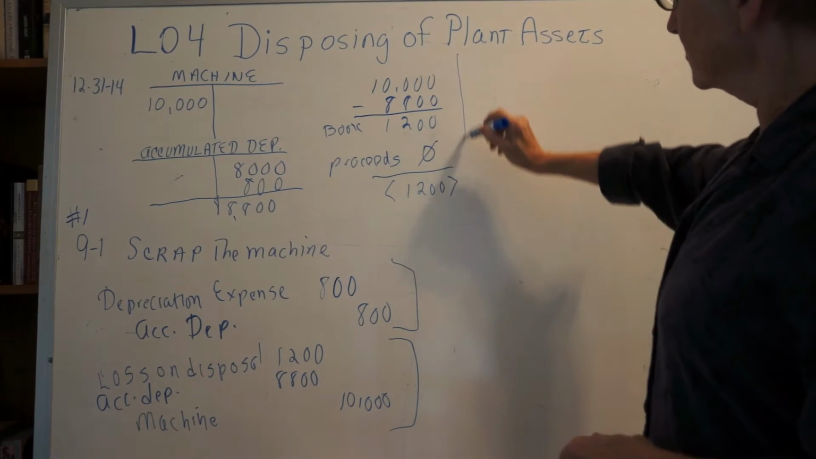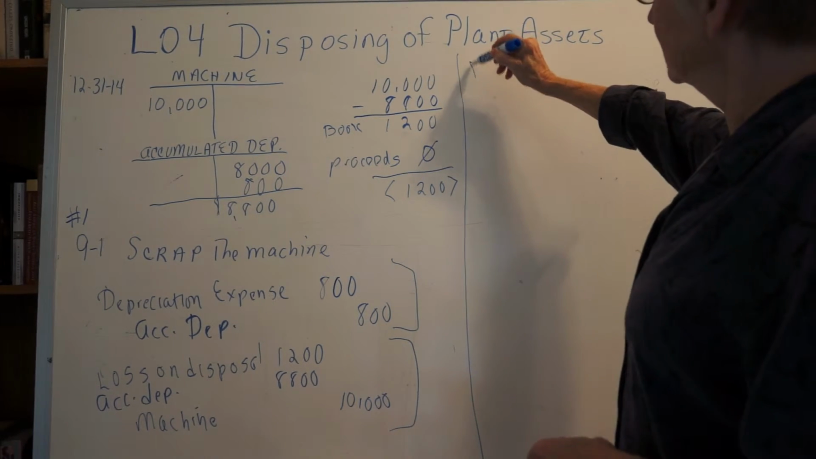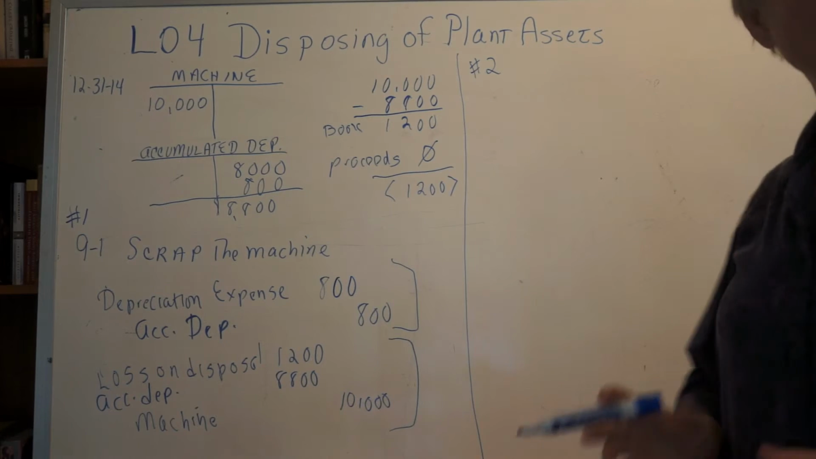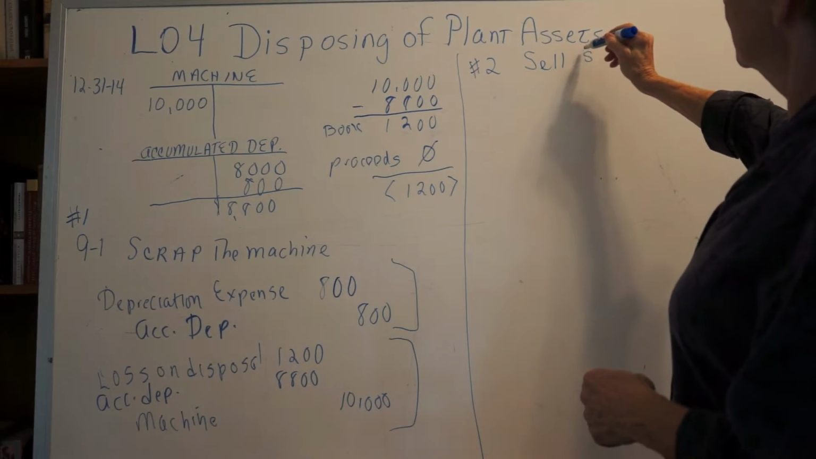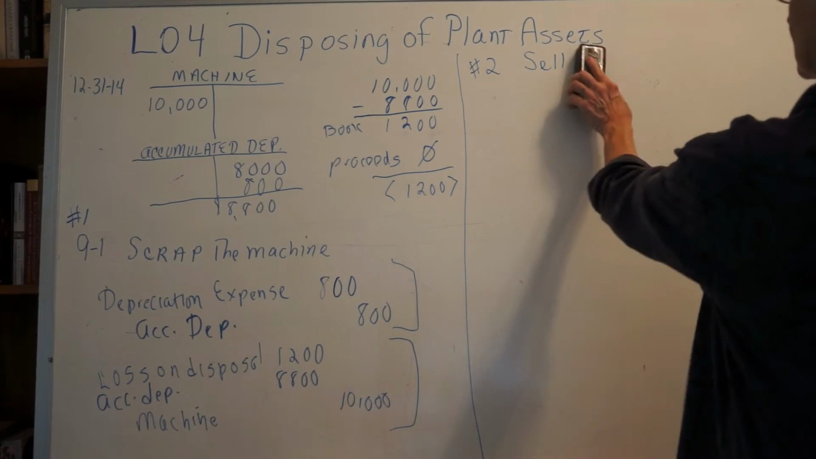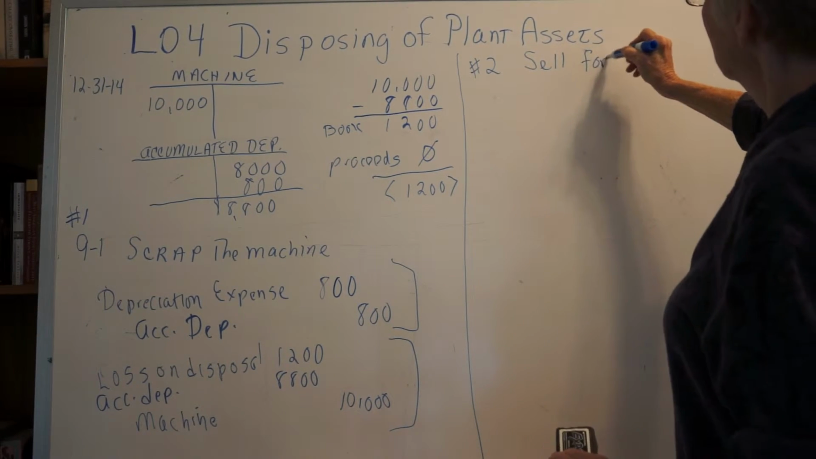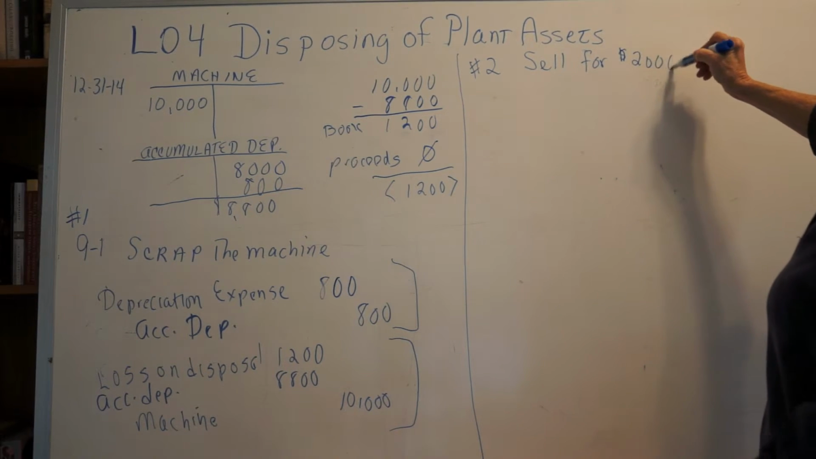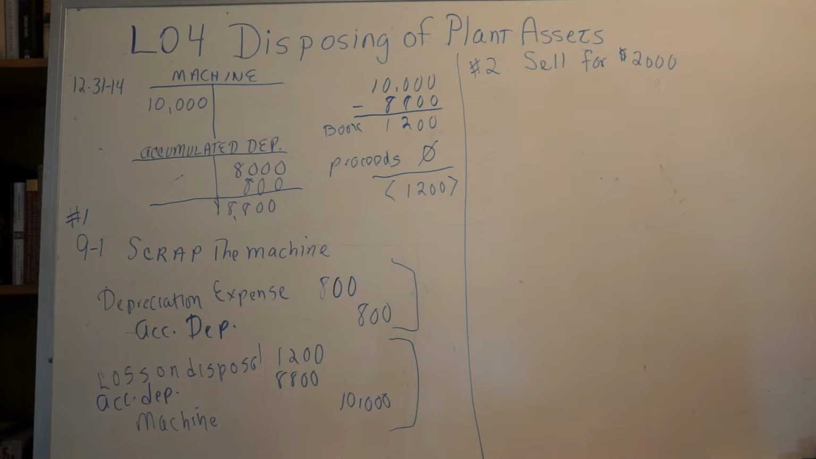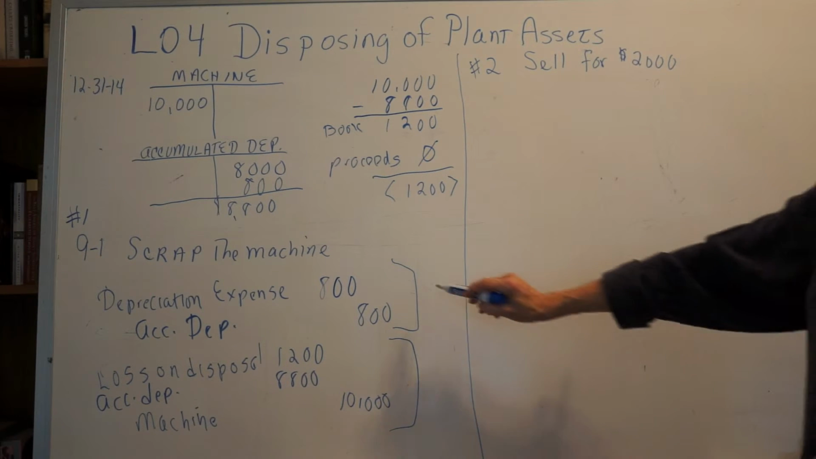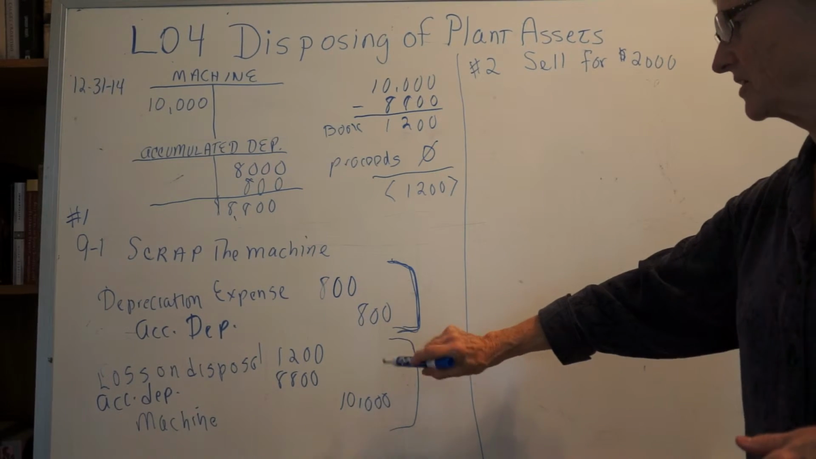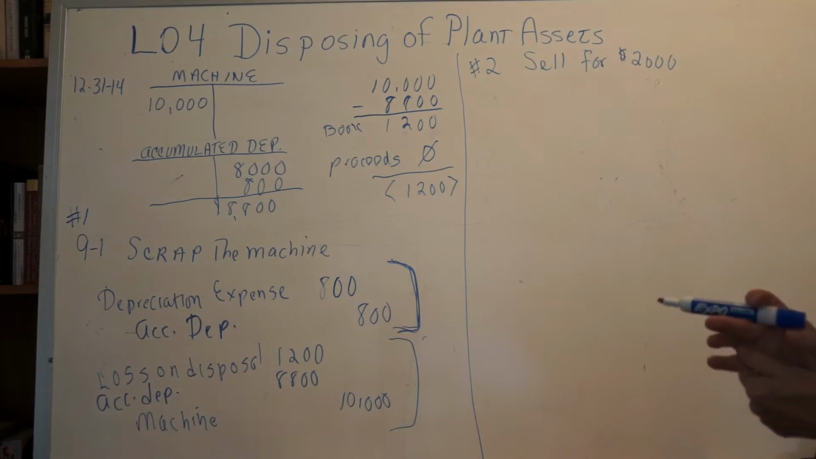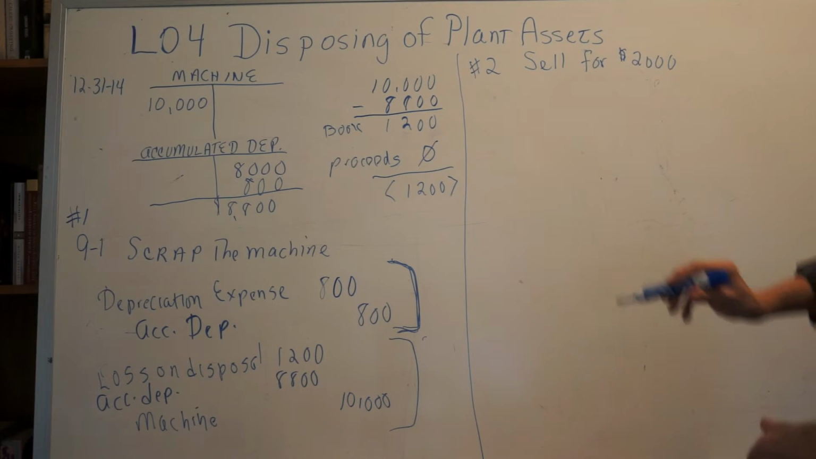Let's see what happens if we actually sell the machine. Okay, so here's number 2. We're going to sell it for $2,000. So same deal. The first step is update the depreciation to the date of the sale. So we would make this journal entry. I'm not going to make that again because we kind of already did that. So then when we come down to removing the machine from our books, it's the same deal.